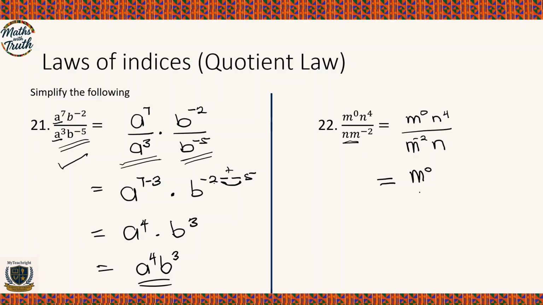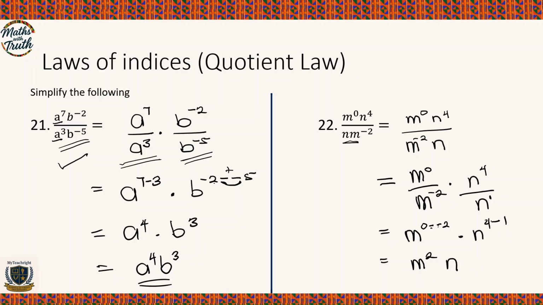Then we have m exponent 0, m exponent -2 times n exponent 4 and n. And this gives you m exponent 0 minus -2 times n exponent 4 minus, we do have some 1 here, we don't write it, and then we have 1. That gives you m exponent 0 minus minus, so 0 plus 2, which is 2, times n exponent 4 minus 1, which is 3. That is simplified.